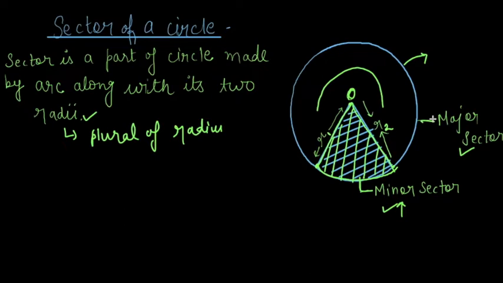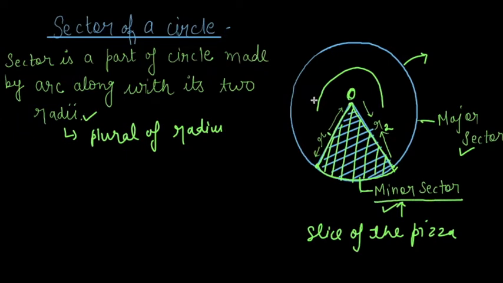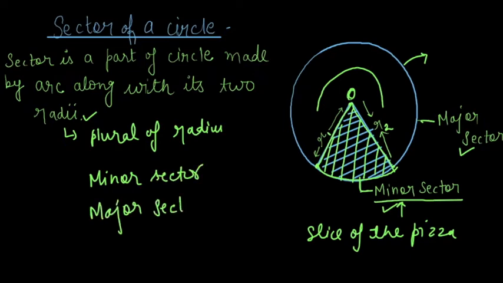Okay. Now, I can also add that it looks like a slice of pizza. If you have a complete pizza and you take one slice out of it, that one slice is said to be the minor sector and the rest of the pizza can be the major sector. This is how you can remember it. So we have two sectors: the minor sector of the circle and the major sector of the circle.